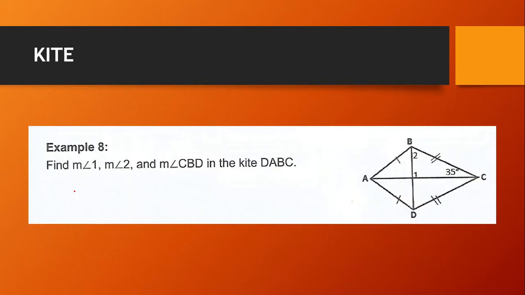Okay, so let's have example 8. Find the measurement of angle 1, the measurement of angle 2, and the measurement of angle CBD in the kite DABC. So this is the kite DABC. Then this is angle 1. So it is expected that this is 90 degrees, no? Because the diagonals AC and BD are perpendicular to each other. Then angle 2, we will see angle 2 next. Then angle CBD, so this is angle CBD. So what is it?